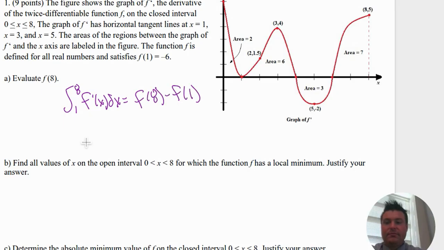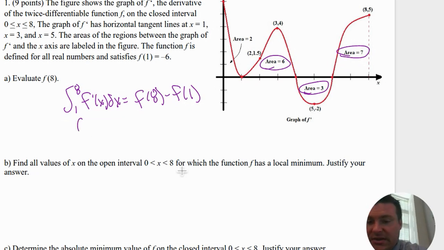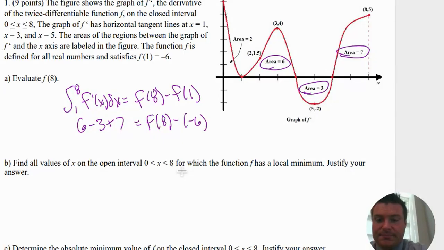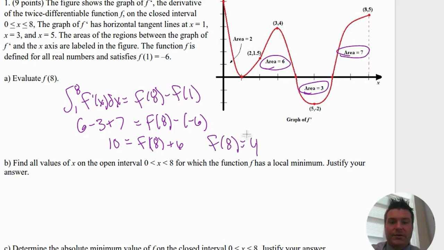f of 1. Now, as I'm looking at this area from 1 to 8, I have the area right here that I'm circling in purple, right there, and right there. Now, please take note that anything that's below the x-axis is going to give us a negative value. So the integral from 1 to 8 is going to be 6 minus 3 plus 7, and that's going to equal f of 8, which I do not have, but that's what I want, minus -6. And then from here, we're just going to use some basic algebra skills. So we're going to get 10 equals f of 8 plus 6. So f of 8 is going to equal 4.